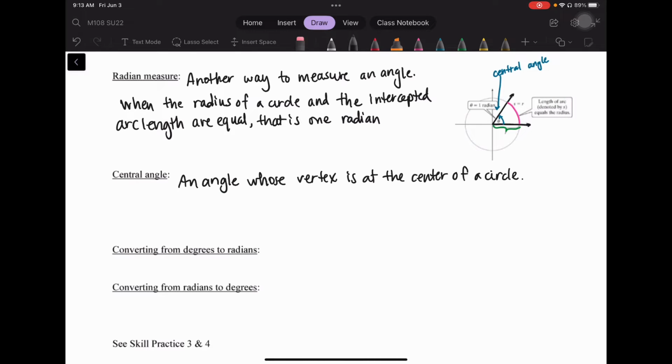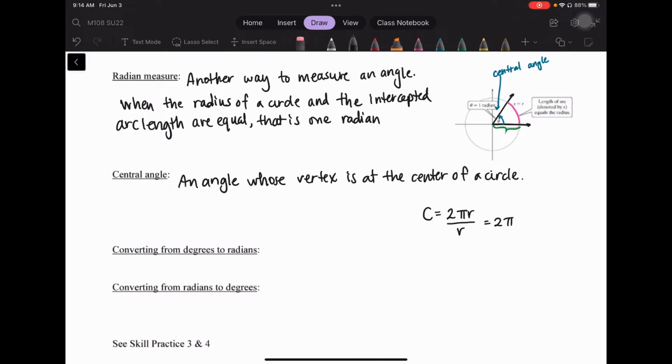Oftentimes, we want to be able to convert from degrees to radians or radians to degrees. And the way in which we do this is we need to know how many radians it takes to go around a full revolution. Well, the full revolution of a circle is its circumference. And the circumference of a circle is equal to 2 times pi times the radius. Well, if we divide the circumference by the radius, we get 2 pi.